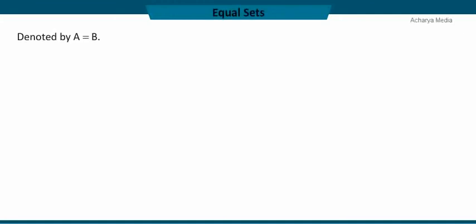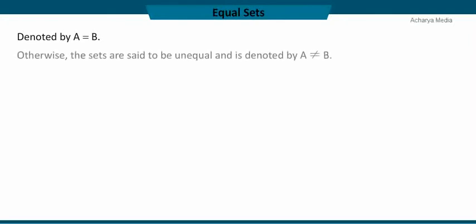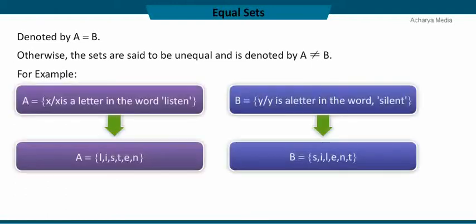Two sets A and B are said to be equal if they contain exactly the same elements. This is denoted by writing A is equal to B. Otherwise, the sets are said to be unequal and we write A not equal to B. Look at the example here. Set A is equal to the set of all letters in the word listen. Set B is equal to the set of all letters in the word silent. Even though both are different words, if we collect all the elements, they are the same in both the sets. The sets A and B contain the same elements. Therefore, set A is equal to set B.